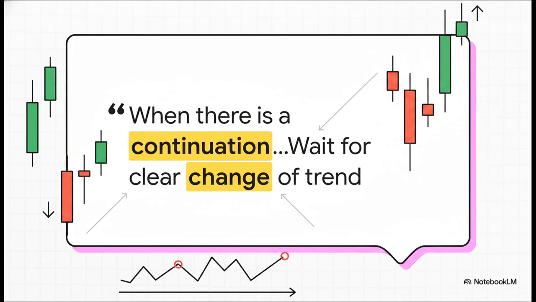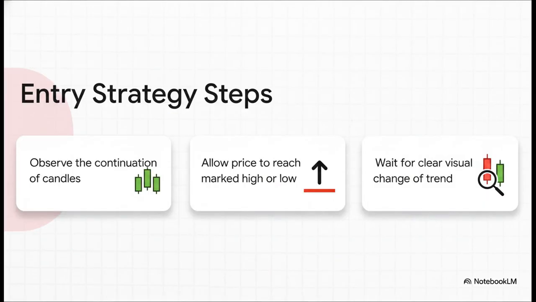Now, the absolute golden rule of entry execution, extreme patience. As our framework says, when there is a continuation of red or green candles, wait for a clear change of trend. I mean, just because the price taps your line doesn't mean you smash the buy or sell button right that second. Let's actually break down what that kind of patience looks like in practice.